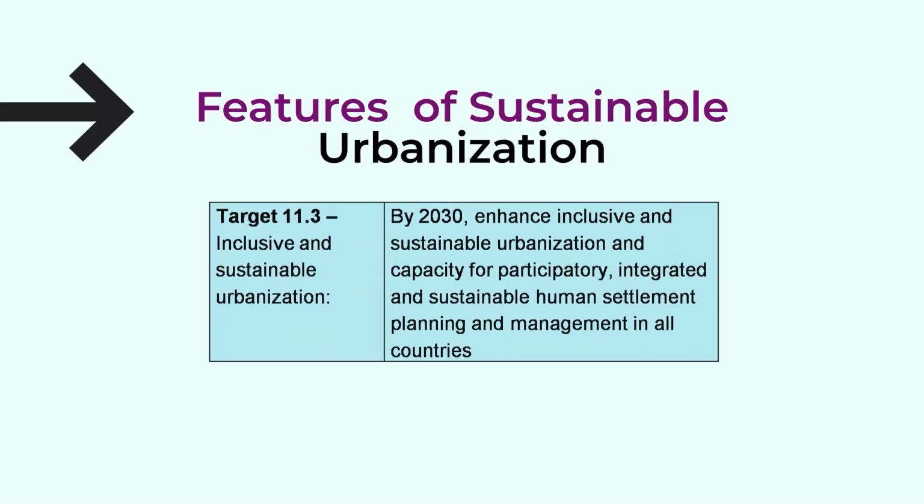We must not forget about Sustainable Development Goal 11, which is to make cities inclusive, safe, resilient and sustainable. We know that sustainable development goals have to be achieved by the year 2030. If you look at target 11.3, it mentions inclusive and sustainable urbanization, which says that by 2030, enhance inclusive and sustainable urbanization and capacity for participatory, integrated and sustainable human settlement planning and management in all countries.